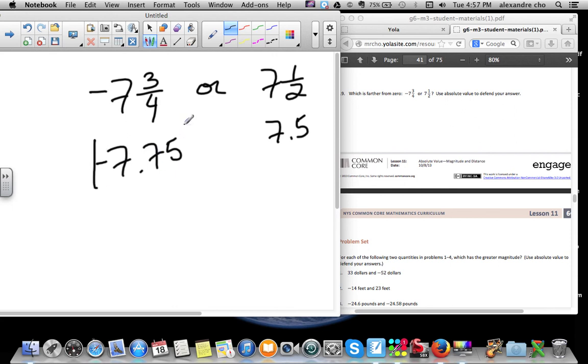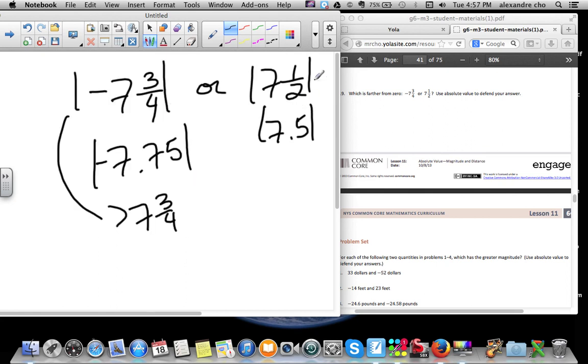Take the absolute value of either of them. If you want fraction format or decimal format, doesn't matter, your choice. I'm just giving you options. So as a fraction, the absolute value is 7 3/4. And the absolute value of 7 1/2 is 7 1/2. So who's further away from 0? This number right here is further away. It would take him more steps to go back to 0 than 7 1/2.